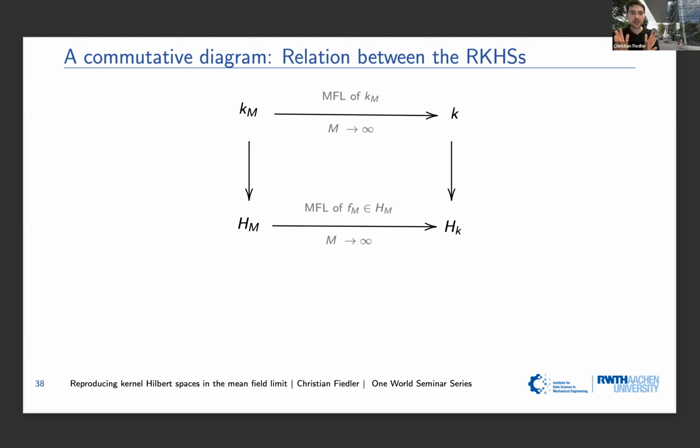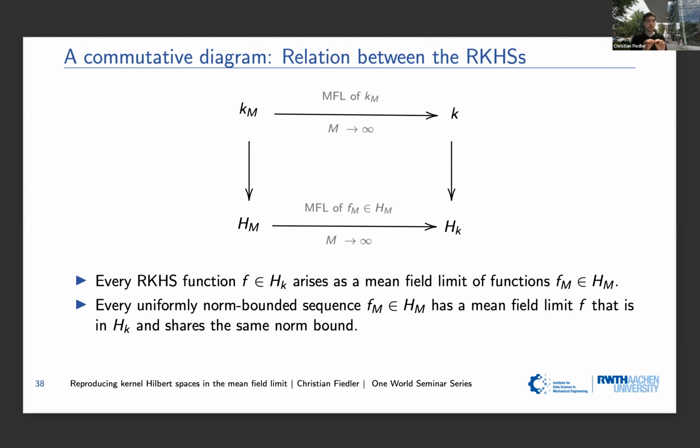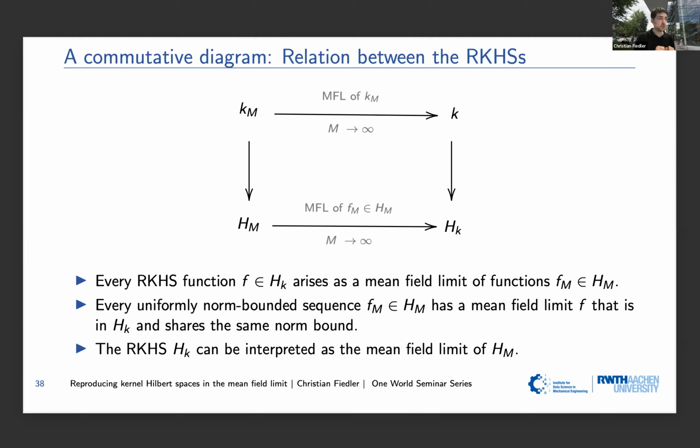Okay, and so to sum up, we can actually summarize this as a commutative diagram. So we have a sequence of kernels Km, which converge, if we let the number of inputs go to infinity, in mean field to a mean field limit kernel K. Every kernel Km has a unique reproducing kernel Hilbert space Hm, and K as a kernel obviously also has a reproducing kernel Hilbert space HK. And what we just saw is that every RKHS function in HK arises as a mean field limit of functions from the Hm. And on the other hand, every uniformly norm-bounded sequence of functions from the Hm has a mean field limit, up to subsequence, which is in HK and actually has the same norm bound. So intuitively, the RKHS can be interpreted as the mean field limit of the RKHSs Hm.